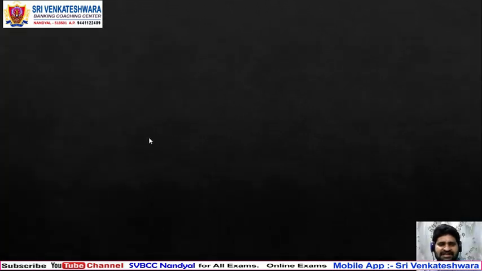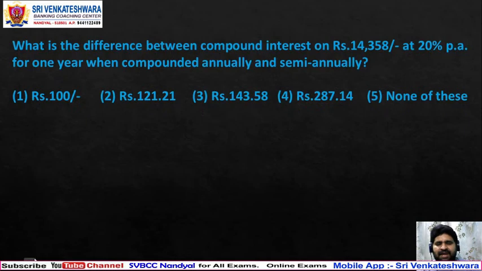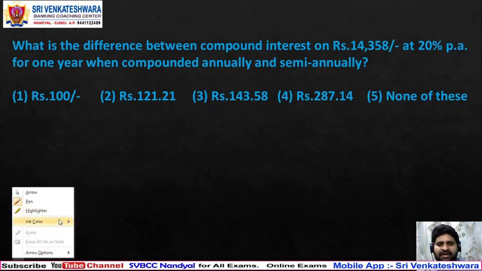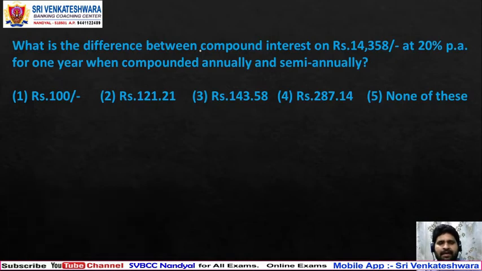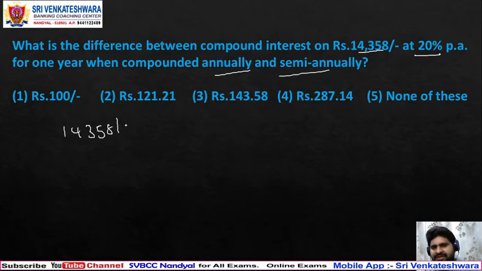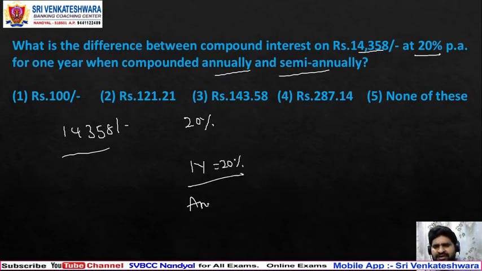So let's check the next example. What is the difference between compound interest on 14,358 at a rate of 20% per annum when compounded annually and semi-annually? Understand this point. On 14,358 rupees, this is the sum. When compounded annually and semi-annually at 20%, what is the difference? Annual means per 1 year, so for 1 year I directly get 20%. This is the annual case, so no doubt in that.